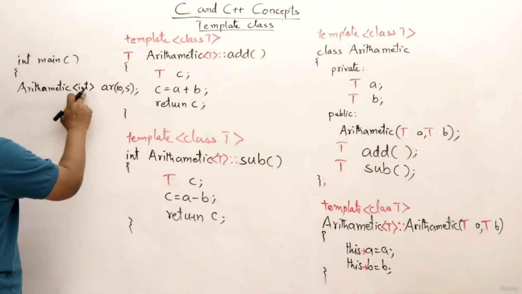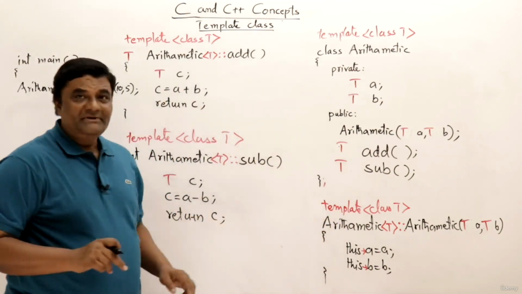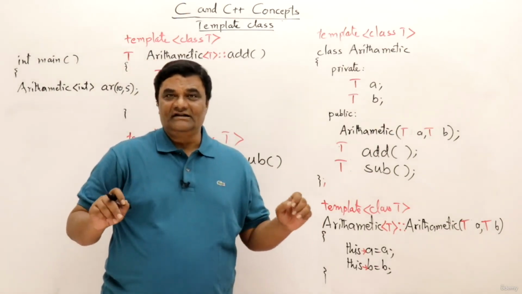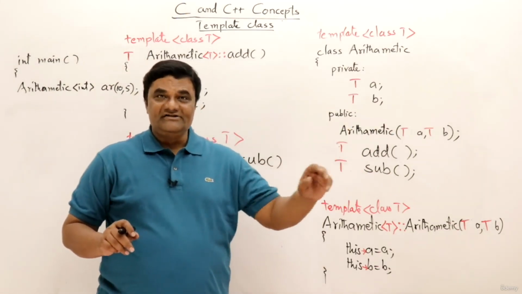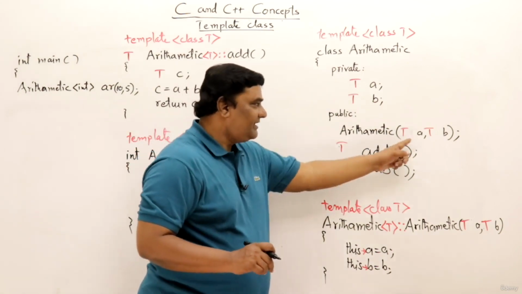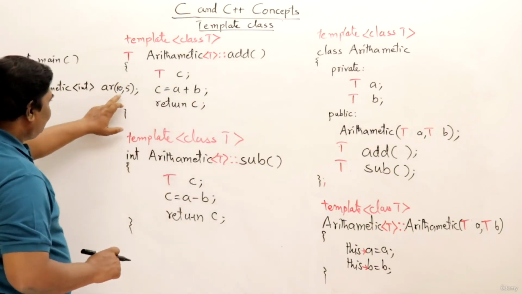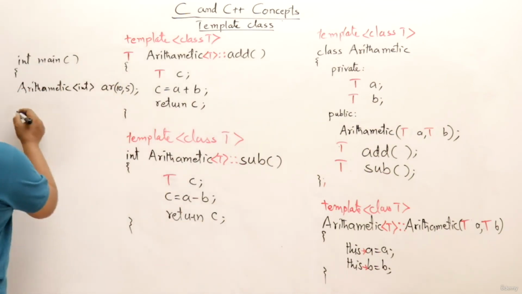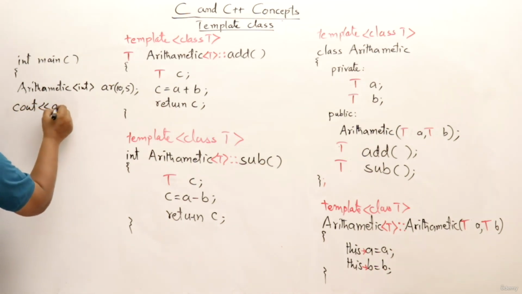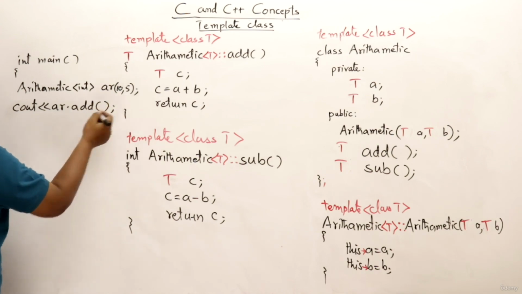Now this arithmetic class int, everywhere, wherever I have written T, that will be replaced by int, and this class becomes a pure integer class. So this works for integer type data. These variables become integer, the return types become integer, these parameters integer, everything becomes integer. Now these 10 and 5 are integer values. If I want the result, I can say cout, and I can call that function add. It will give me the integer addition of these two numbers.